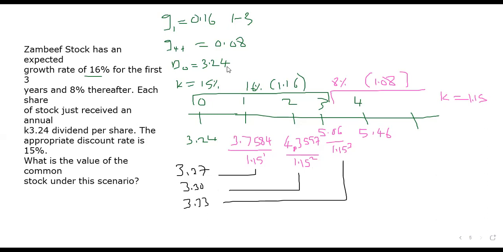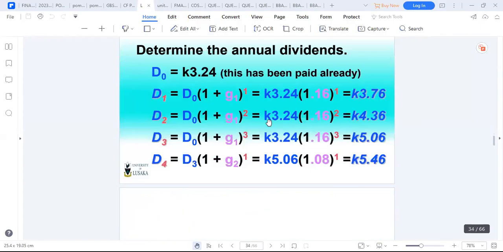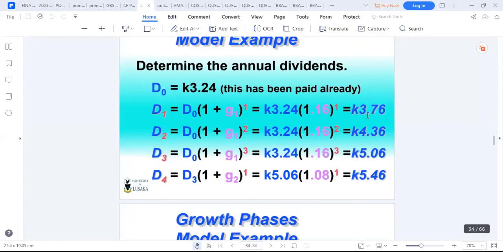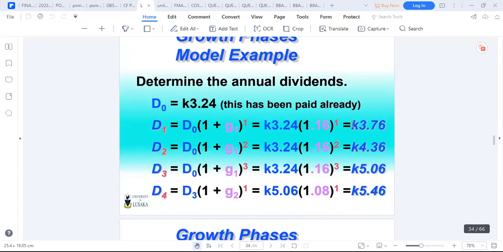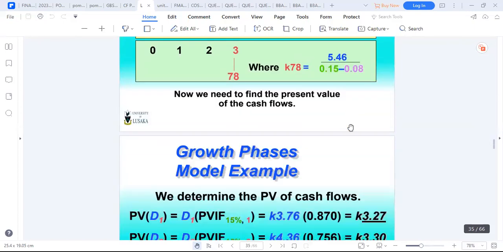3.27 plus 3.30 plus 3.33. When I total these up, I'm going to get 9.90. There will be a few alterations, but the range is within the same. So if it's KFI, to calculate the first year, let's check for year 1, year 2, and year 3. These are the figures we're looking at.